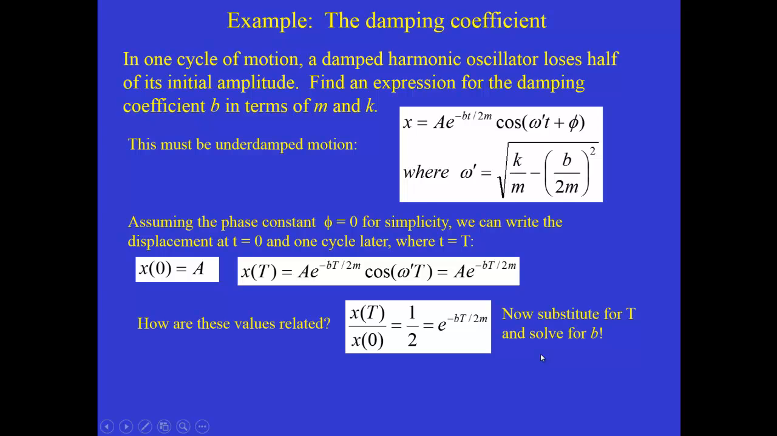So there are various kinds of problems like this, but be aware that it's sort of an initial value problem where we know what the initial displacement is, except now we know what the displacement is after one cycle. So we use the solution and those pieces of information to solve the problem.